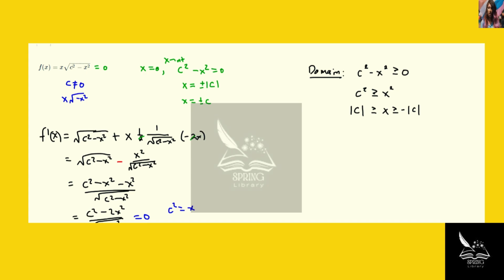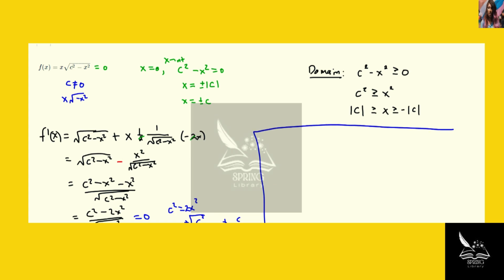c squared is equal to 2 times x squared, or divided by 2, then square rooting each side, we get x is equal to plus or minus the square root of c squared over 2. And if we want, we can rewrite this again as just plus or minus c over the square root of 2. And so this here will be within our domain, since c will be at least within our domain, and then dividing it by a positive number will also keep us in our domain.